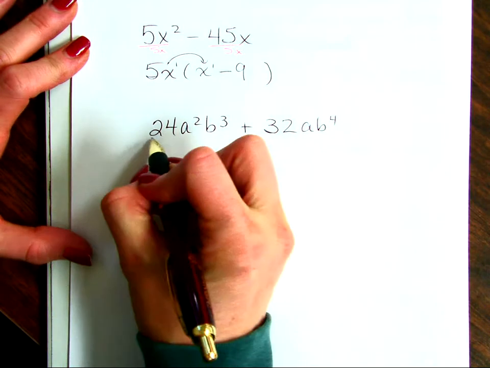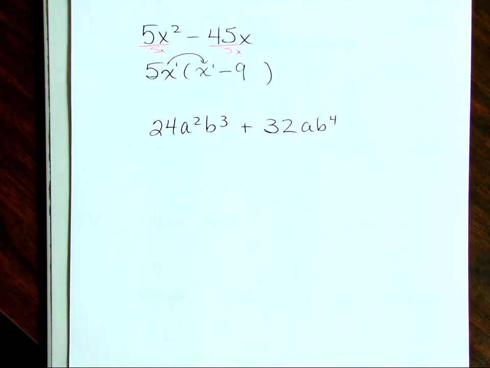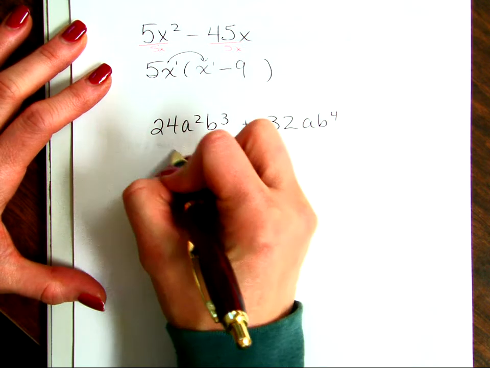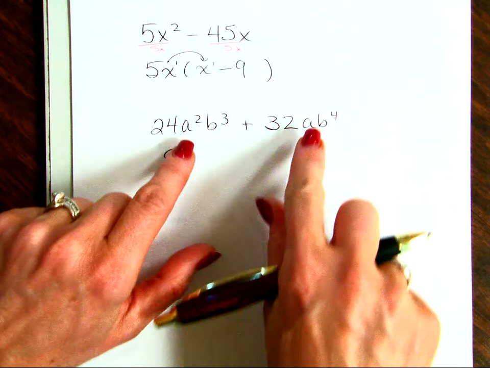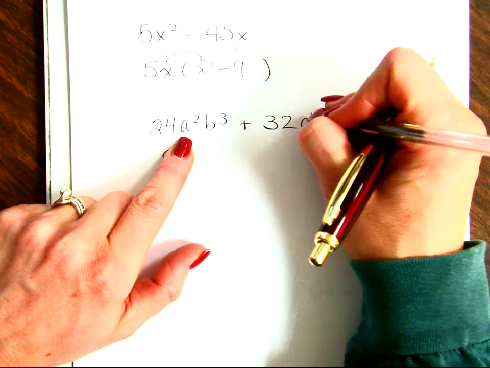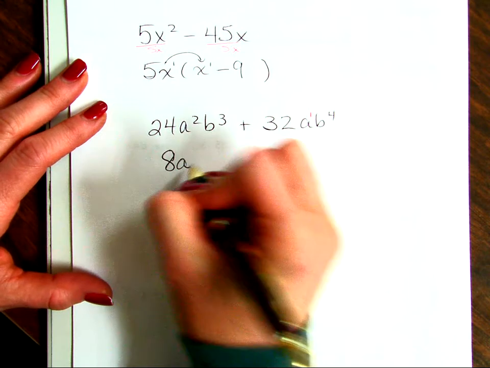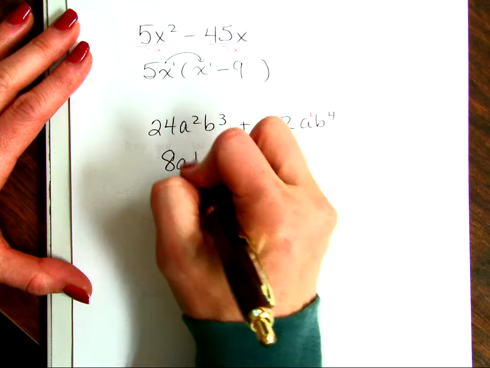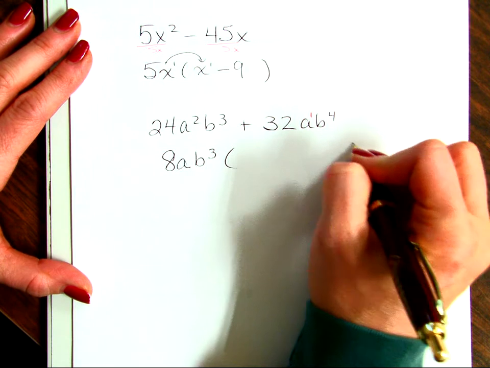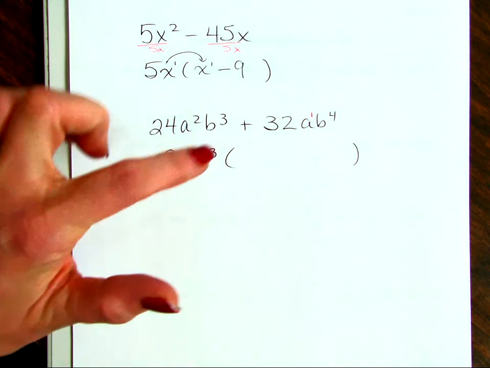So the GCF of 24 and 32, it's bigger than 2, it's bigger than 4, 8 goes into each of these. So I'm going to take an 8 out. What is the most number of a's that you can give me? This has 2, but this only has 1. For the b's, this has 3, and this has 4. So my GCF is 8ab cubed.